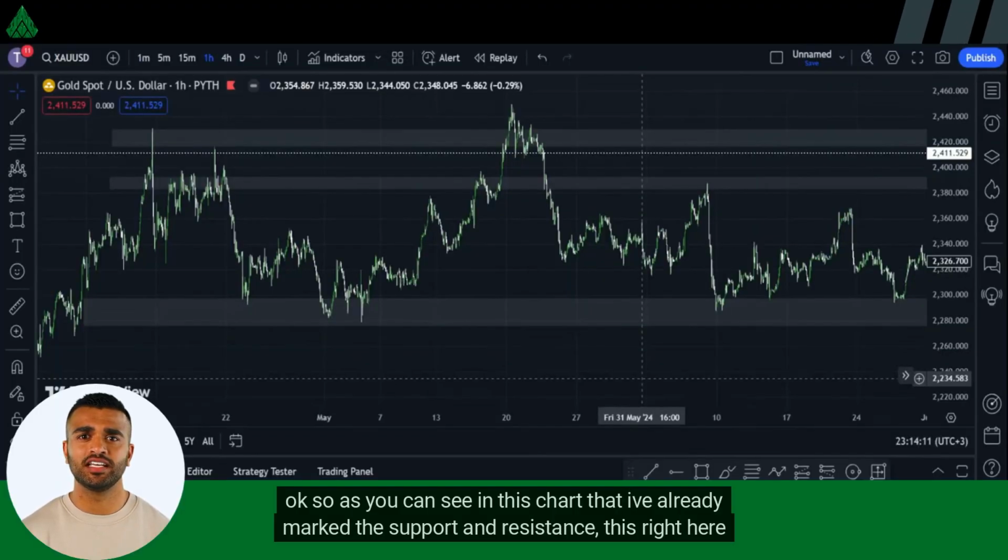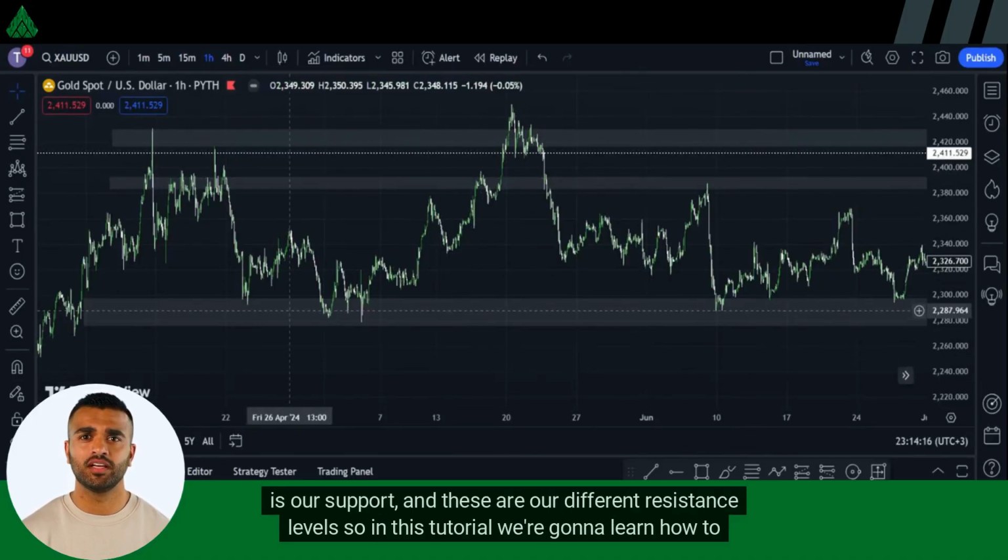Okay, so as you can see in this chart, I've already marked the support and resistance. This right here is our support, and these are our different resistance levels.